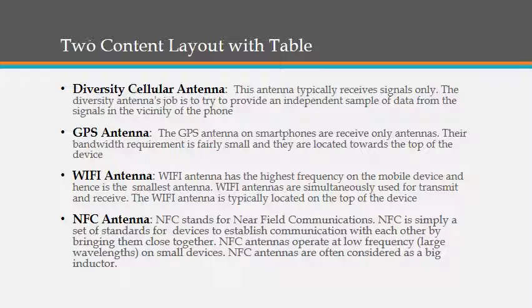Diversity cellular antenna is the second antenna found in a cellular device. This antenna typically receives signals only. The diversity antenna's job is to try to provide an independent sample of data from the signals in the vicinity of the phone.